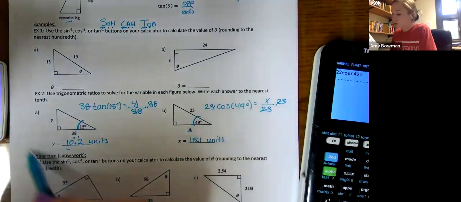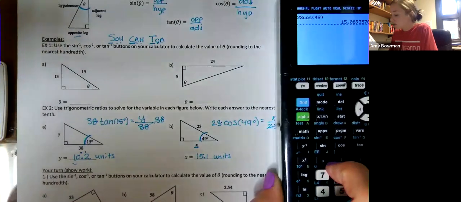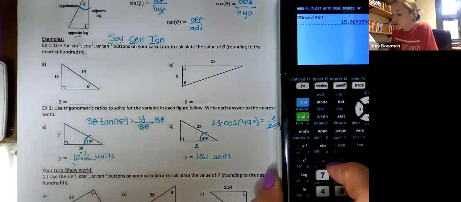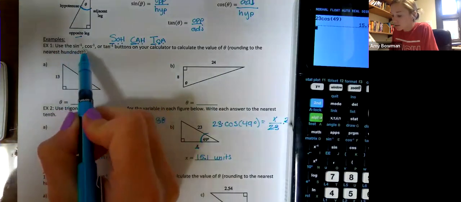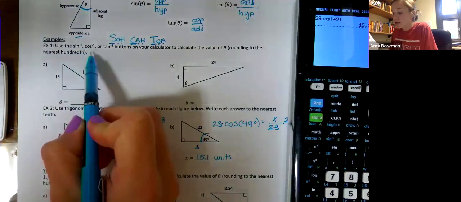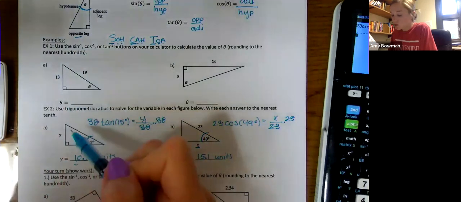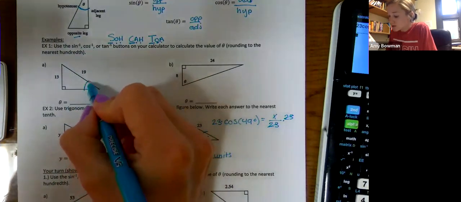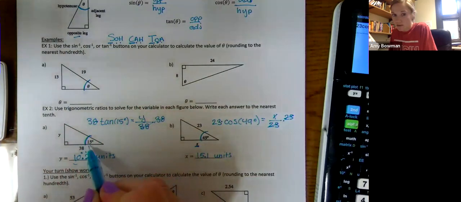Okay, now I'm going to go back up to example 1 because we're still using trig ratios and trig functions, but we're going to use them a little bit differently. So this problem says use the sine, cosine, or tangent. That little -1 right there, that's the inverse sine, inverse cosine, or inverse tangent buttons. And the difference between these problems and example 2 is that my angle is labeled theta instead of an actual numerical value for the degrees.